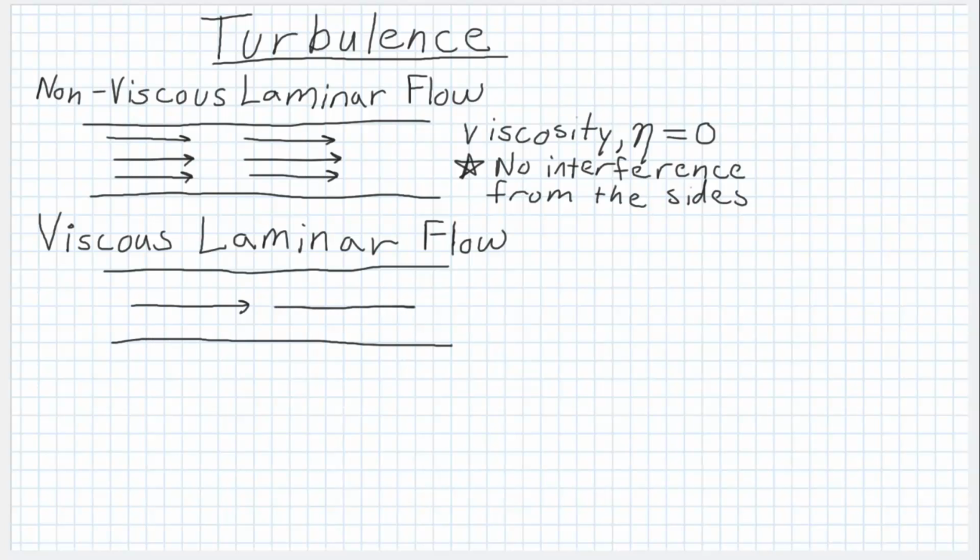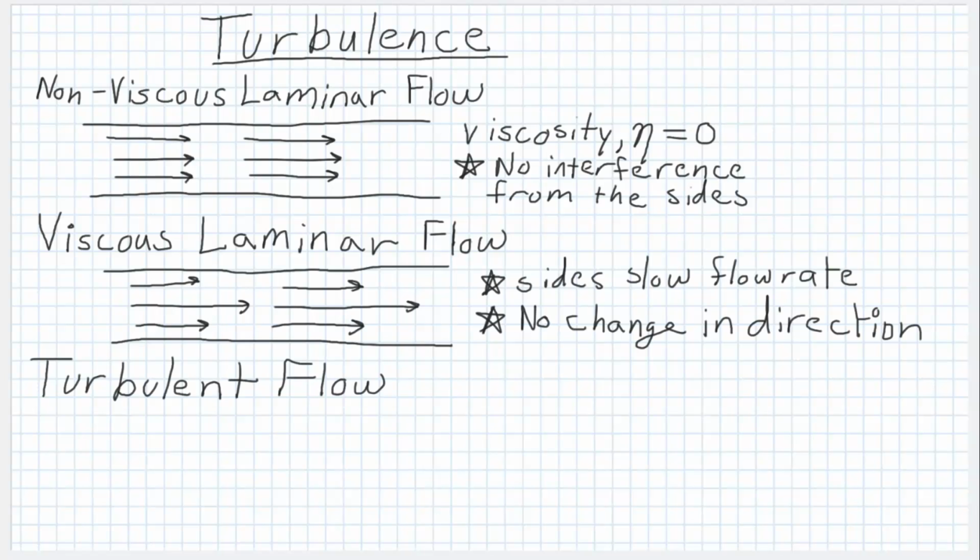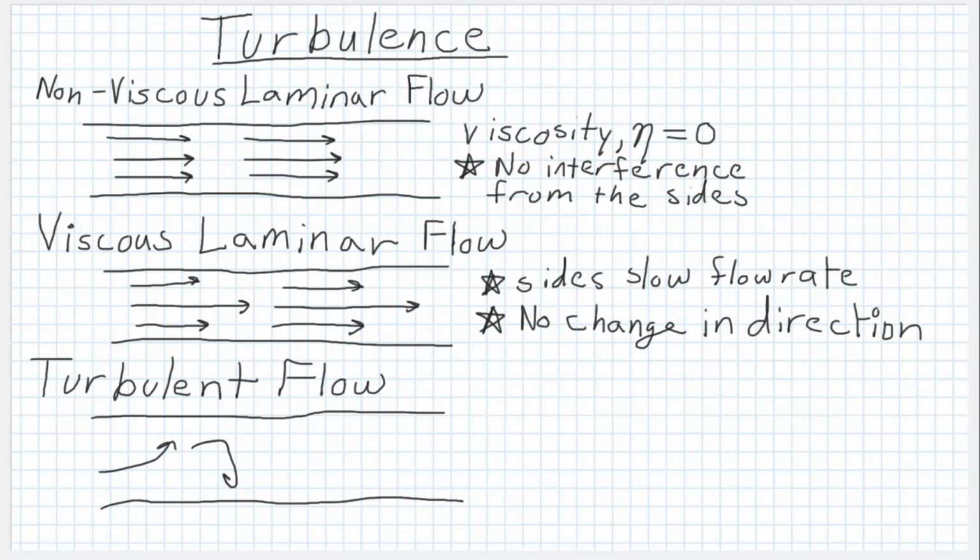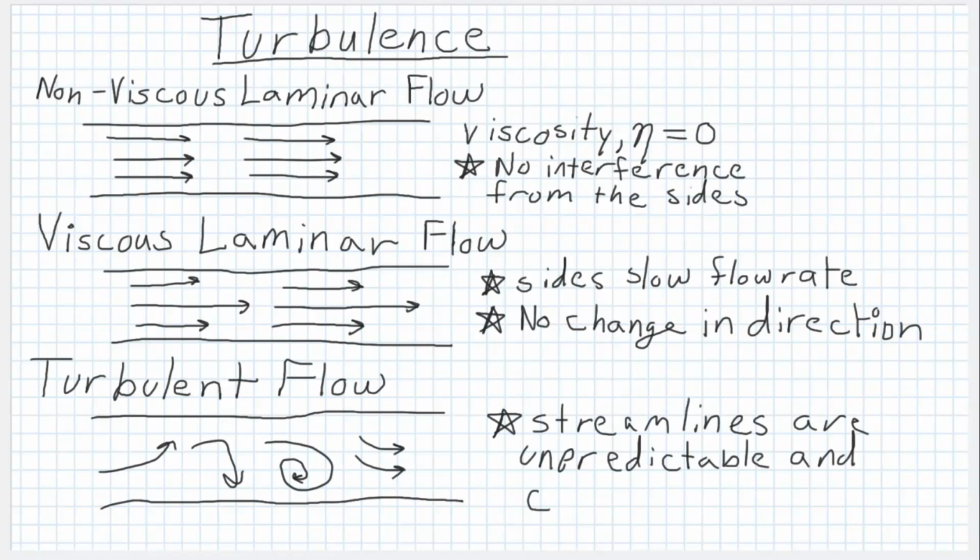So the flow in this situation still goes in the same direction, but the flow near the edges of the pipe is slower than the flow in the center of the pipe, due to interference with the walls of the pipe and the fluid. The last kind of flow we're going to talk about is turbulent flow. So if this is my pipe, the streamlines are no longer straight, and they no longer all go in the same direction. So in turbulent flow, the streamlines are unpredictable and chaotic.